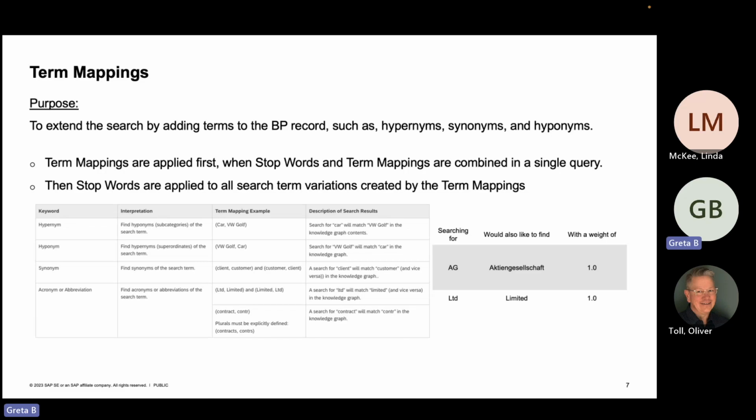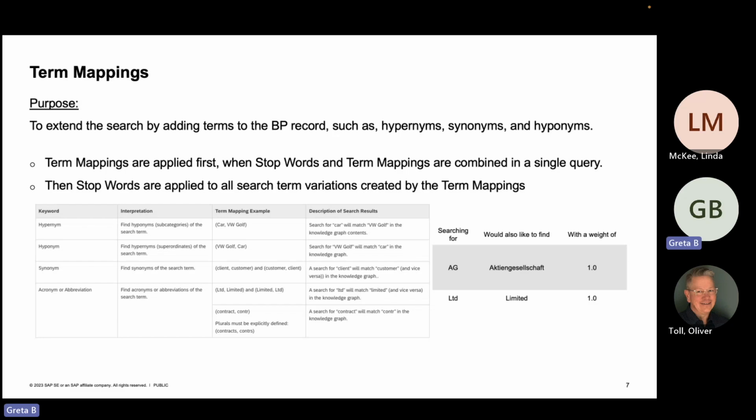Hypernyms are words with broad or general categories. For example, car. Hyponyms are words that are more specific and fall under hypernyms. For example, VW Golf is a hyponym of the hypernym car, as shown in the table below. Synonyms are words with the exact or nearly the same meaning. Term mappings can be grouped and utilized in different ways.